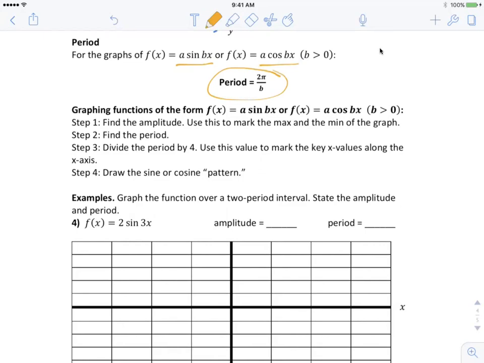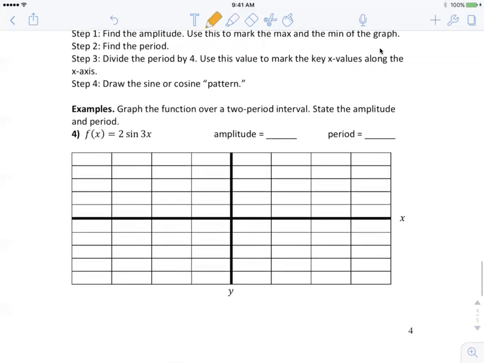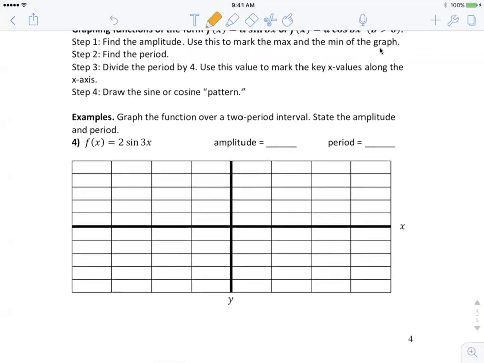Right. First, I would find the amplitude and mark that as the max and the min. Then find the period with that formula. Then divide that period into 4 equal parts, because that's going to define where your key points are for your pattern. And then you just draw your pattern. Okay, so as an example, let's take a look at 2 sine 3x.